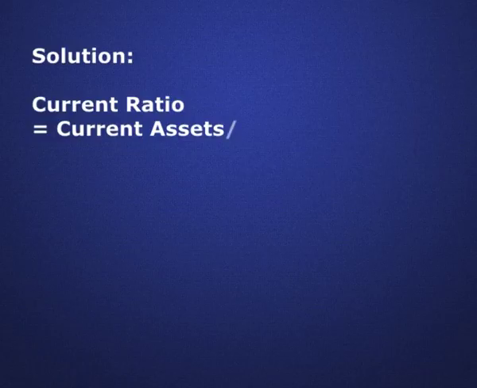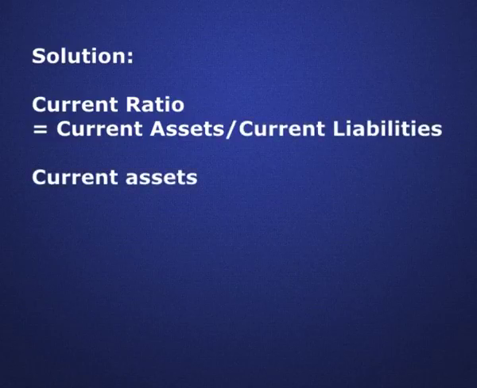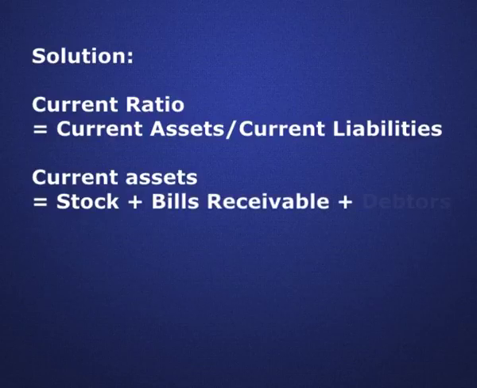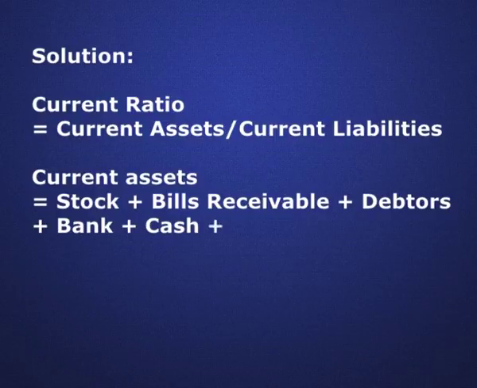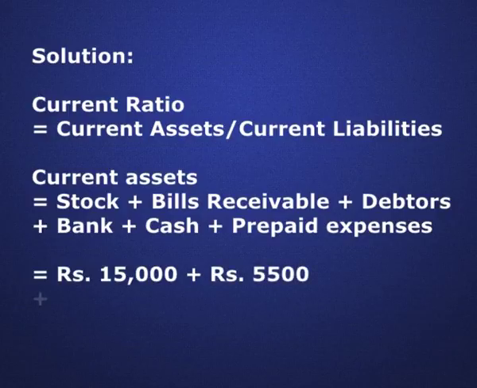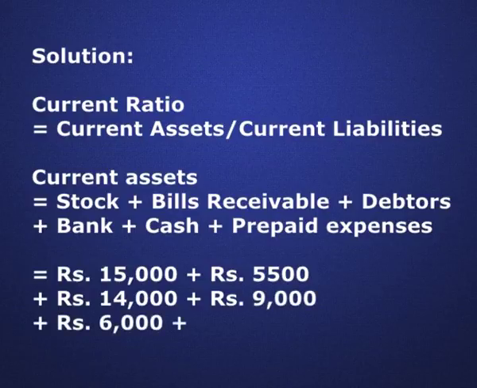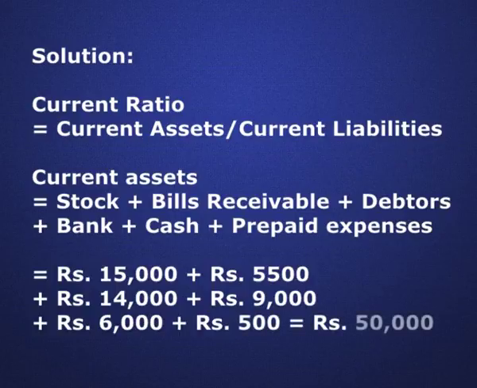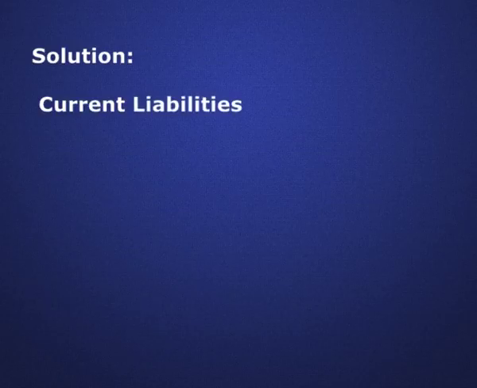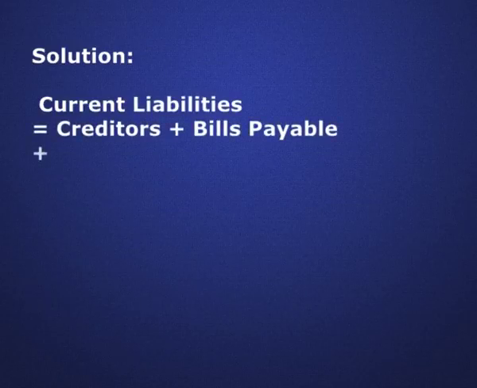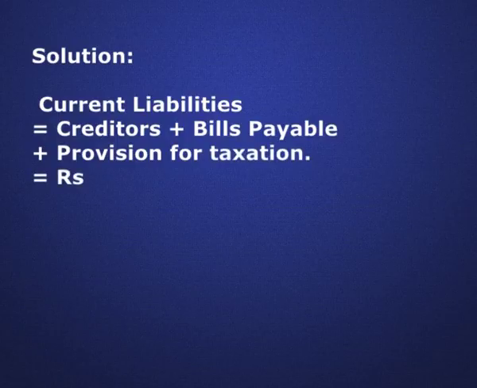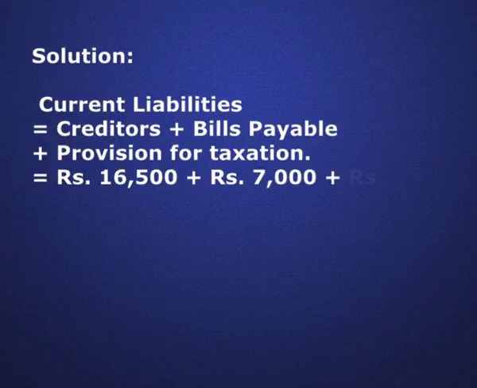Solution. Current ratio is equal to current assets divided by current liabilities. Current assets is equal to stock plus bills receivable plus debtors plus bank plus cash plus prepaid expenses, which is equal to rupees 15,000 plus rupees 5,500 plus rupees 14,000 plus rupees 9,000 plus rupees 6,000 plus rupees 500, which is equal to rupees 50,000. Current liabilities is equal to creditors plus bills payable plus provision for taxation, which is equal to rupees 16,500 plus rupees 7,000 plus rupees 1,500, which is equal to rupees 25,000.